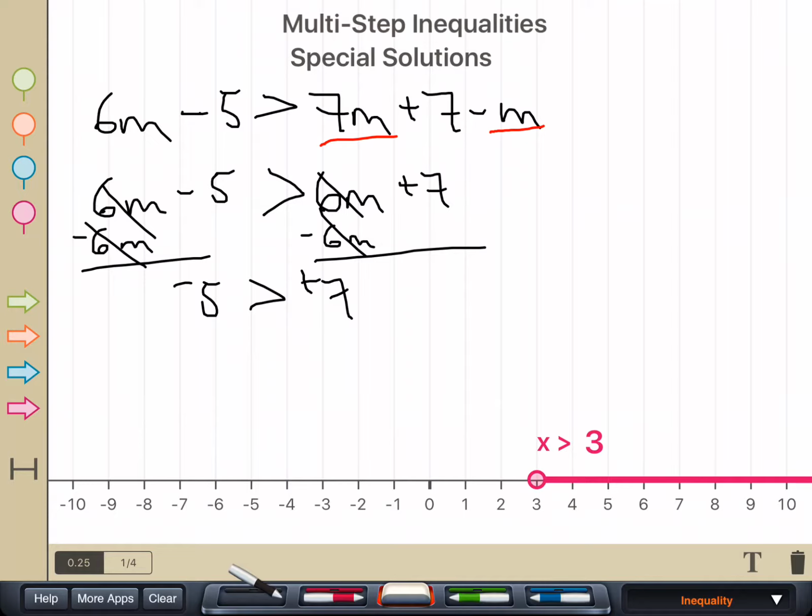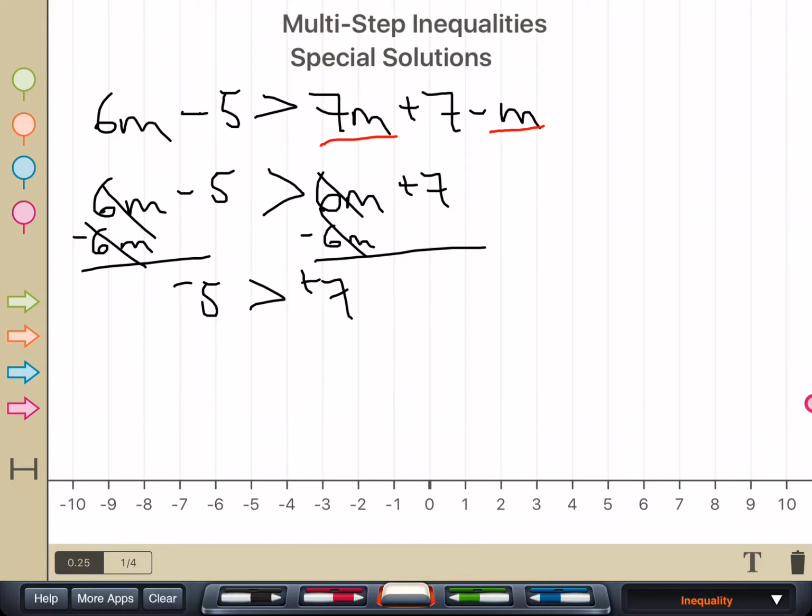So what do we do with this? Well, we have to ask ourselves, is it true? Is there any situation where negative 5 is greater than positive 7? And the answer is no, it's never true. And so this inequality has no solution at all. We can't graph it, so let's move this over here and get rid of it. The graph would just be a blank number line because none of those numbers actually work to make this a true inequality. So those are two special solutions that you might run into with inequalities.